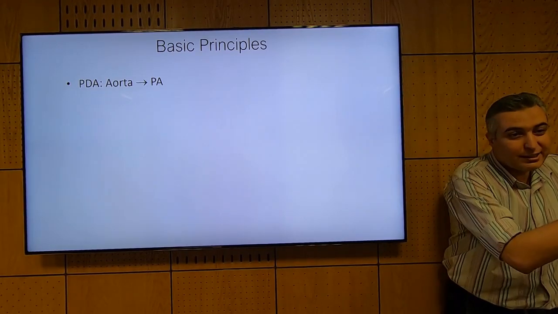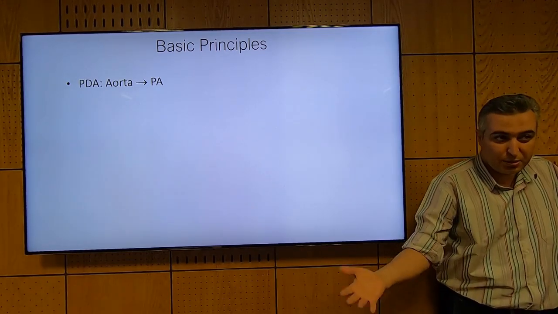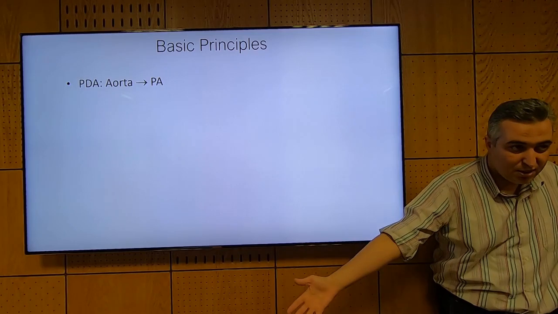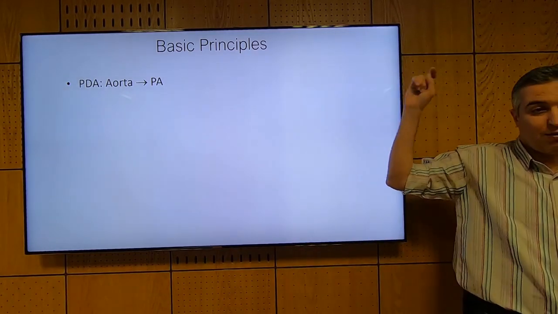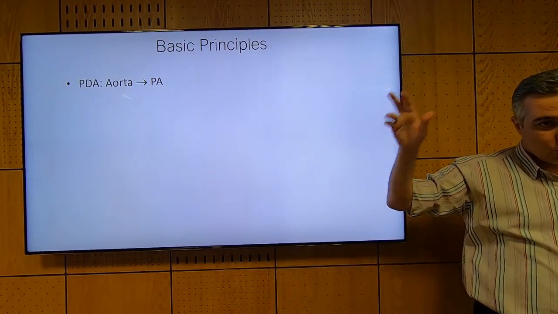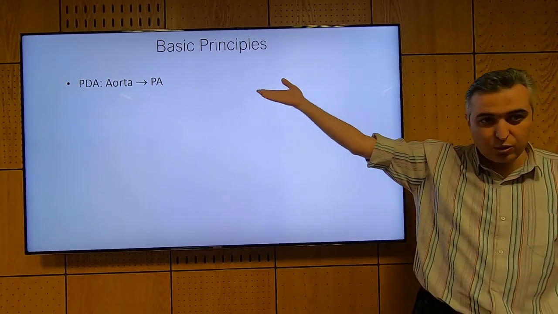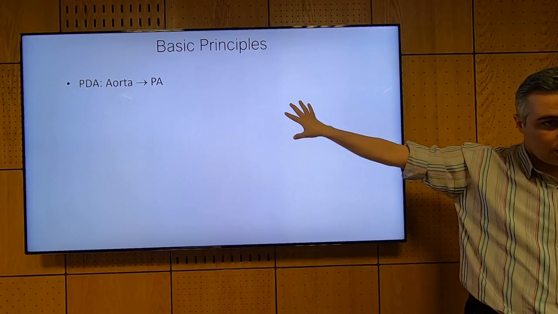Still, the diastolic pressure in the aorta is 80, while the diastolic pressure in the pulmonary artery is like 10 to 15. So still there is a high gradient. So blood flows in a PDA from the aorta to the pulmonary artery, in systole and diastole. So the flow in the PDA is continuous, systolic and diastolic. Okay?